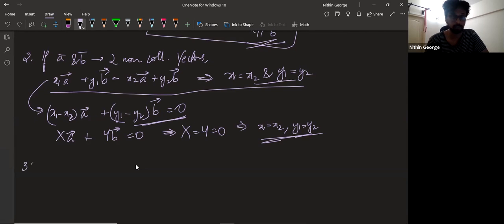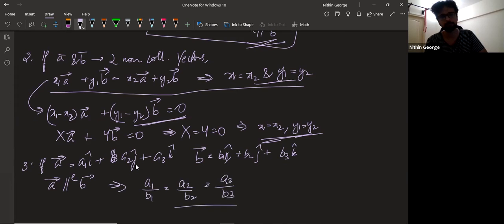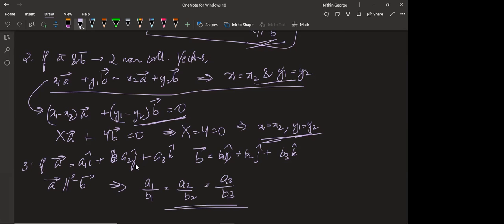Also the third form of the same thing. If it's given that A is A1 i cap plus A2 j cap plus A3 k cap and B is B1 i cap plus B2 j cap plus B3 k cap, and it's given that A and B are collinear vectors, then you can simply say that A1 by B1 equals A2 by B2 equals A3 by B3. Clear all of you?